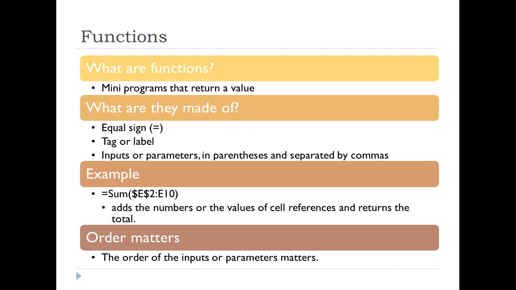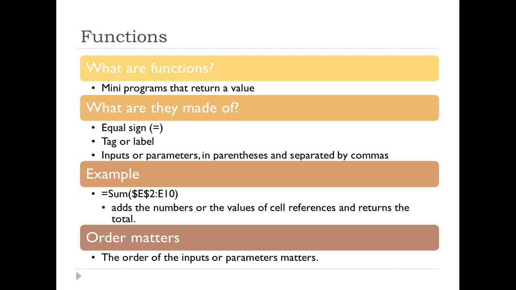Then they're followed by some sort of tag or label. This is just the name of the function. And then inputs or parameters, which are enclosed in parentheses and separated by commas. A simple example here is the sum: equal sign, SUM, and then the range of cell references. In this case, it's going to add all the values of all the cells between E2 and E10.